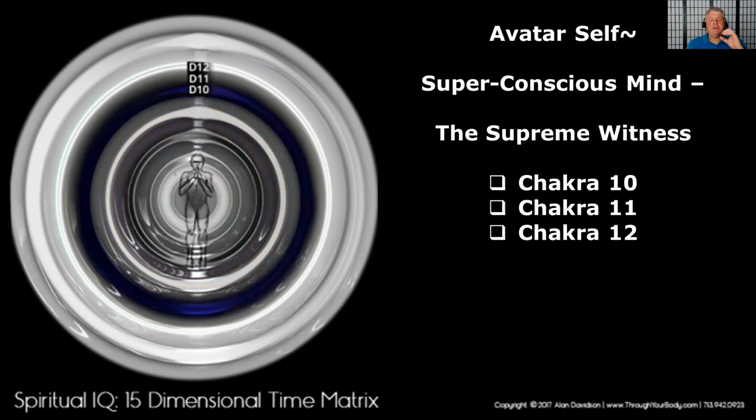And then we move into the next paradigm shift in consciousness, the avatar self. This is where we really move into the superconscious mind. So we have the conscious mind, unconscious mind, superconscious mind. This is the level of the supreme witness, or the empty witness, the pure witness. Chakras 10, 11, 12. This is Christ consciousness, Buddha mind, nirvana, samadhi, satori.